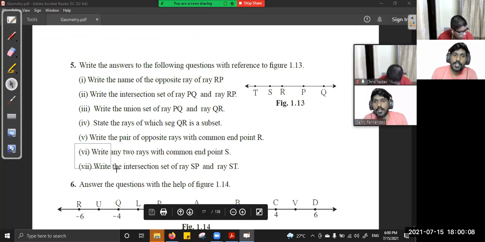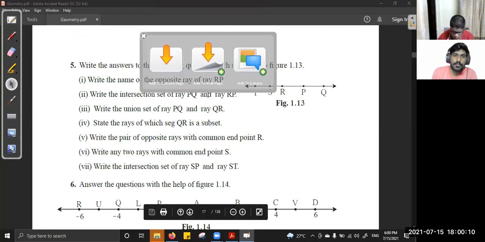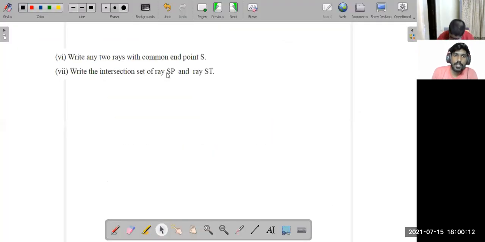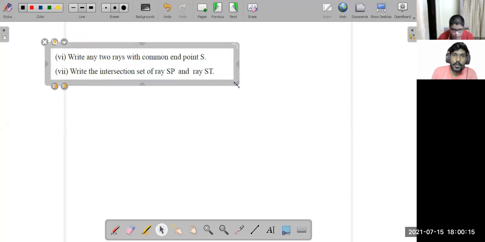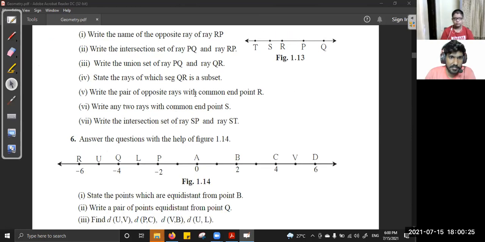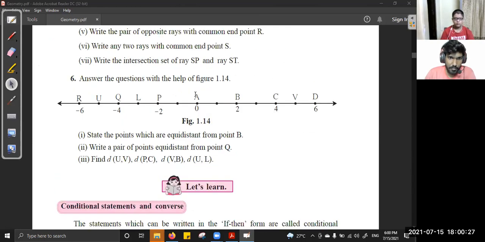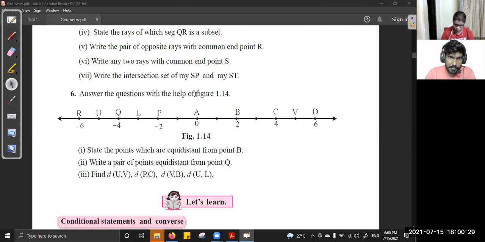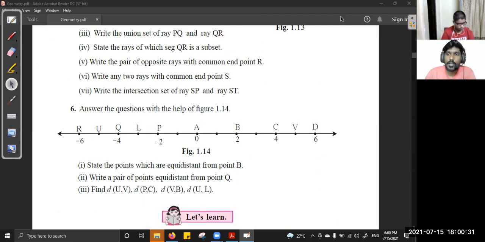Can you do the 6th and 7th ones for homework? Write any two rays with common endpoint S, and write the intersection set of ray RP and ray ST. Okay, we'll stop here.